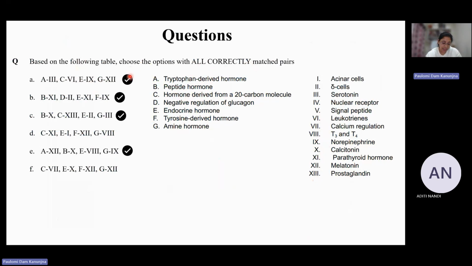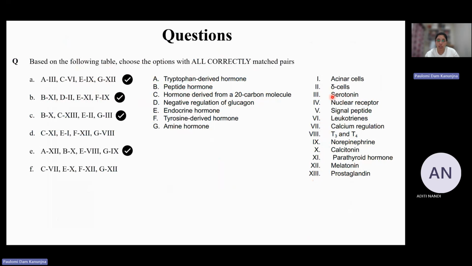Next one says B, peptide hormone, 211, which is parathyroid hormone, which is correct. Parathyroid hormone is a peptide hormone. D, negative regulation of glucagon, happens by the delta cells, which is also correct, because these cells release somatostatin, and this somatostatin does a negative regulation of glucagon.